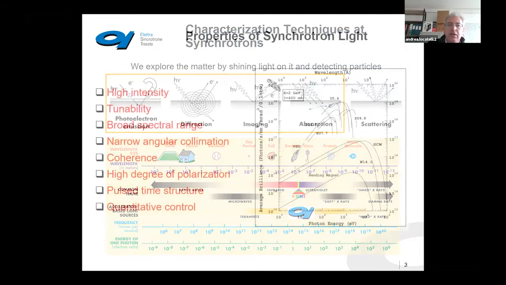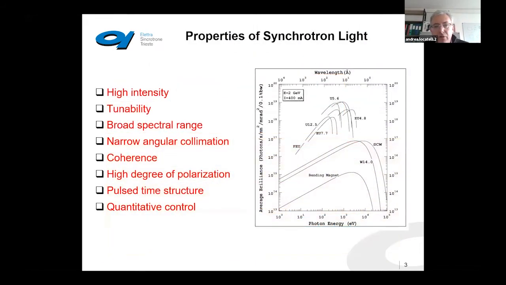So why are we so keen on performing experiments in material science using synchrotron light? Well, of course, because synchrotron light allows a very high intensity to be delivered to your sample, which means that the experiments can be done quickly. And sometimes you can follow a reaction in real time. Of course, synchrotron light is tunable, which means that you can choose, let's say, the color, so the frequency, the energy of your photons. And as I already introduced, there is a very broad spectral range.